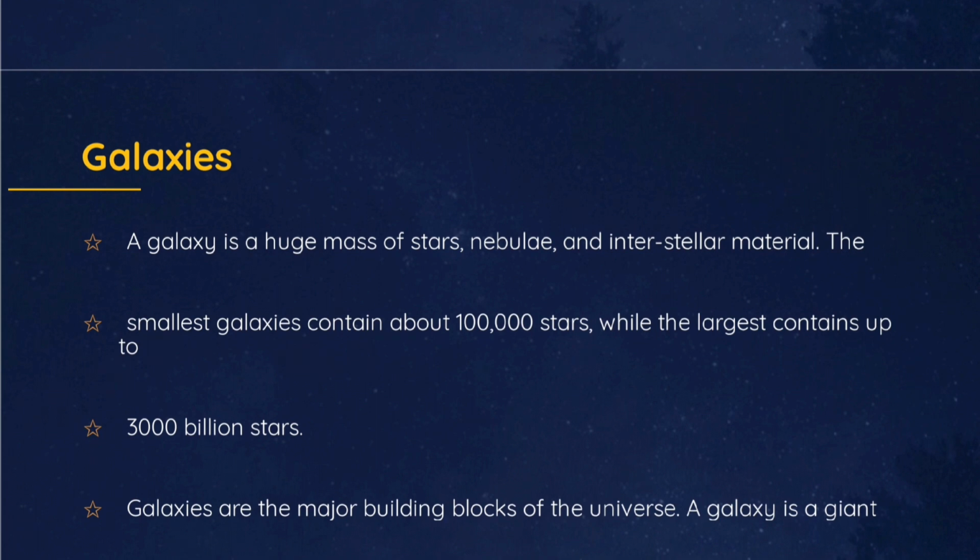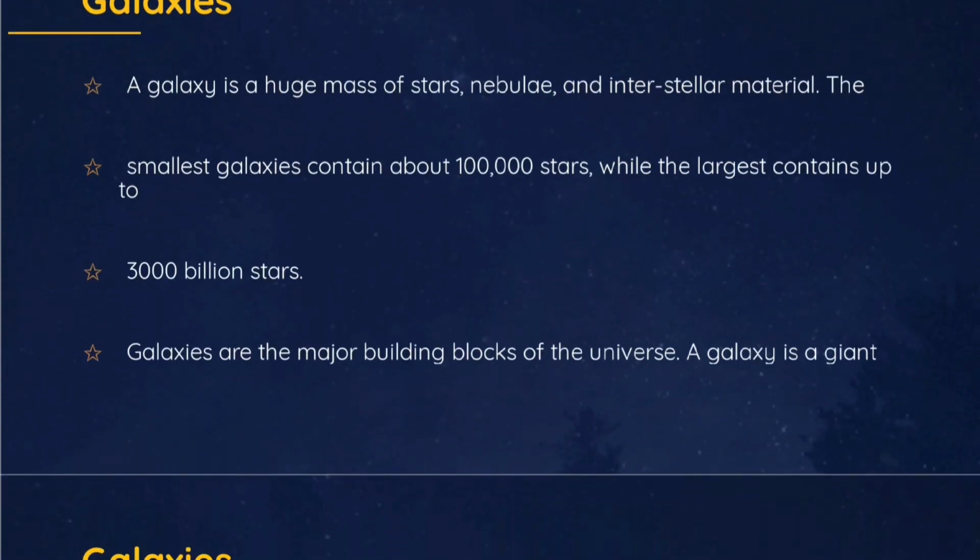Galaxies. A galaxy is a huge mass of stars, nebulae, and interstellar materials. The smallest galaxies contain about 1 lakh stars, while the largest contains up to 3,000 billion stars. Galaxies are the major building blocks of the universe.